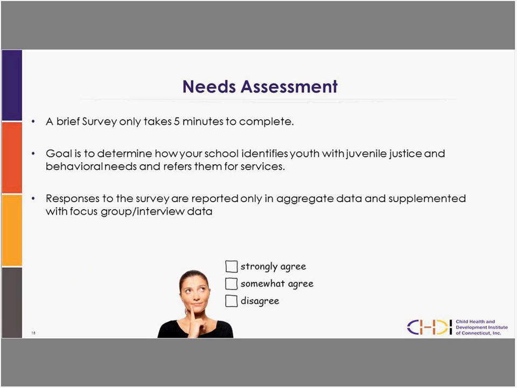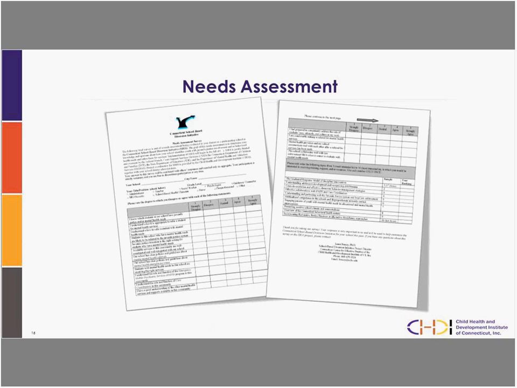So back to the needs assessment, we have a survey that takes just about 5 minutes to complete. We put it online or in paper copy. It's the school's choice, whichever they feel will get the best return rate. The goal is to determine how the school identifies youth with juvenile justice and behavioral health needs, and how those youth are referred for services. Responses are aggregated and also supplemented with focus group or interview data that we collect to determine what the needs and strengths are of each particular school.